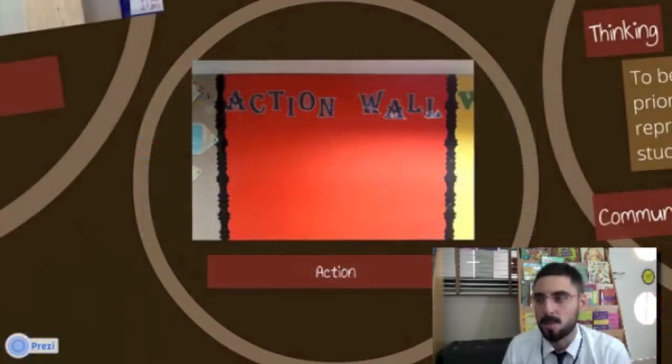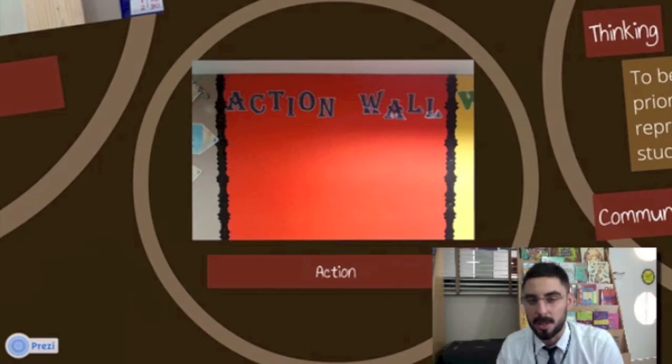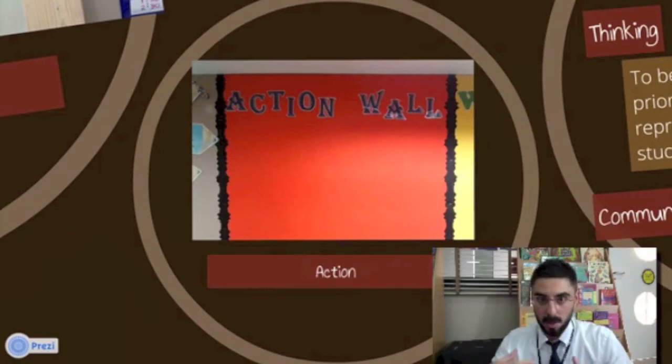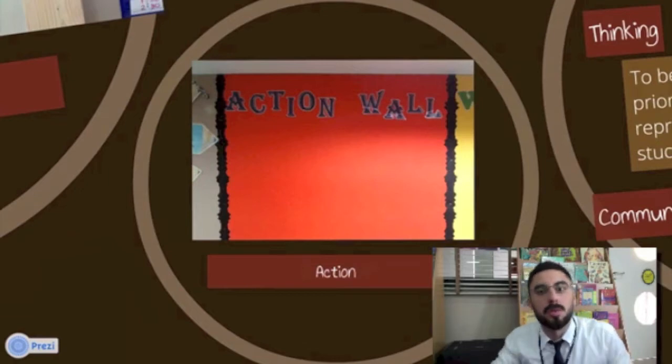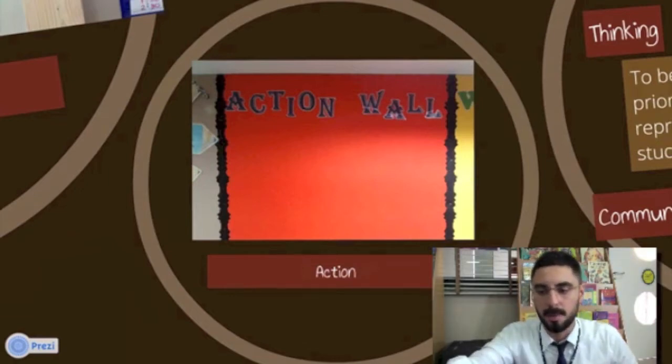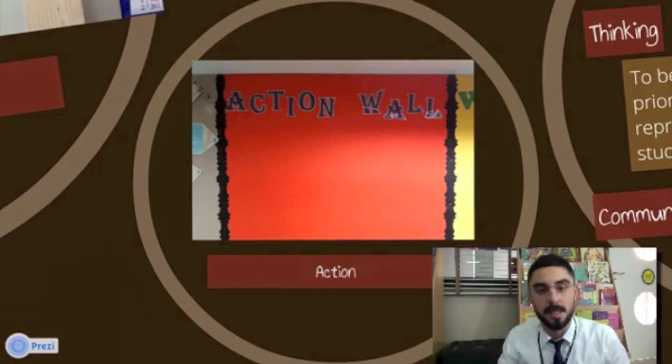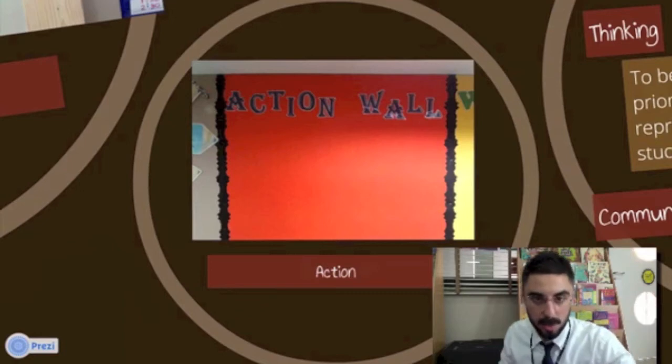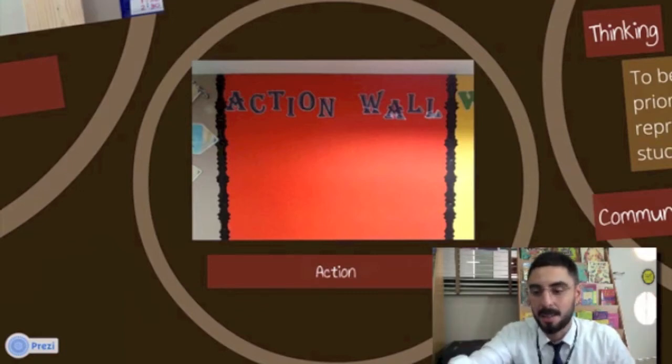There's also the action wall that many of the teachers at our school have in their classrooms, and this shows the actions that students take throughout the school year. We obviously want them to be student-centered, so rather than the teacher telling the students what to do, we want the students to act.